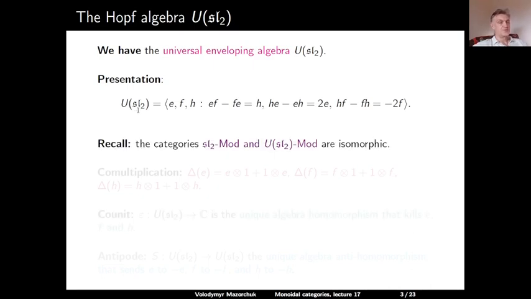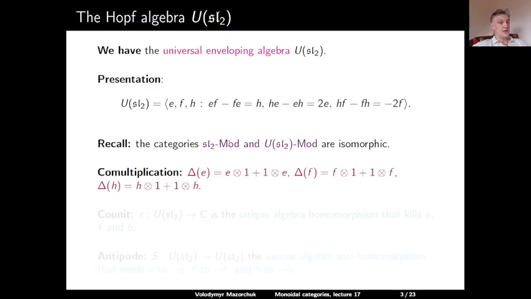As usual, we have that the category of all SL2 modules is isomorphic to the category of all USL2 modules. So any SL2 module has a unique extension to a USL2 module, and each USL2 module is canonically an SL2 module. And the homomorphisms are the same things.